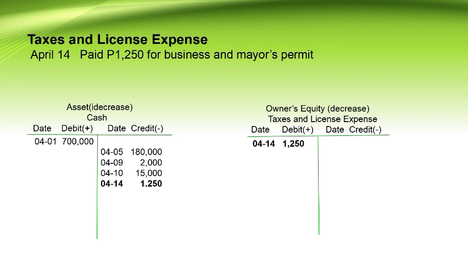April 14, paid 1,250 for business and mayor's permit. Now we're going over to the payment of taxes and license expense. Just like what I mentioned earlier, expenses are increased by debits and assets are decreased by credits. Therefore, taxes and license expense is debited and cash credited, for increases in expense, which decreases owner's equity.